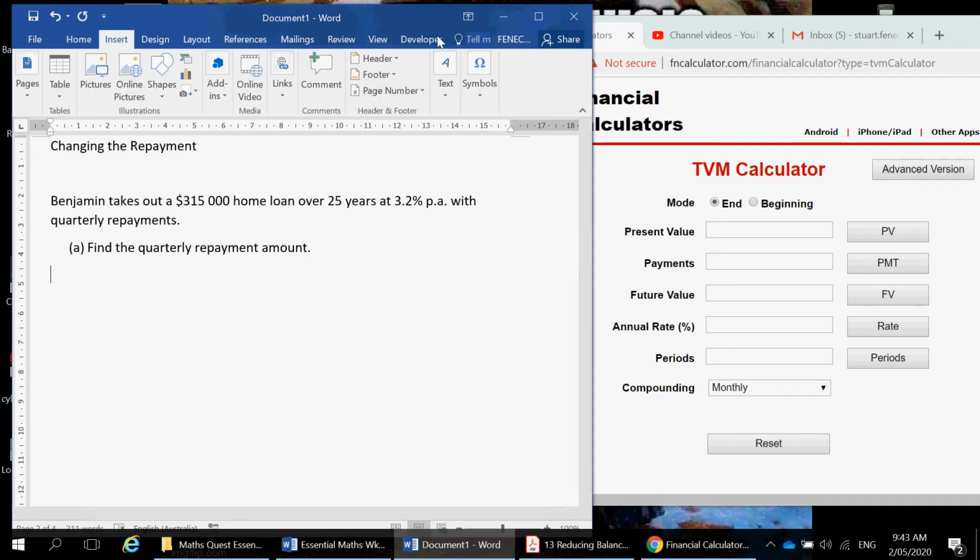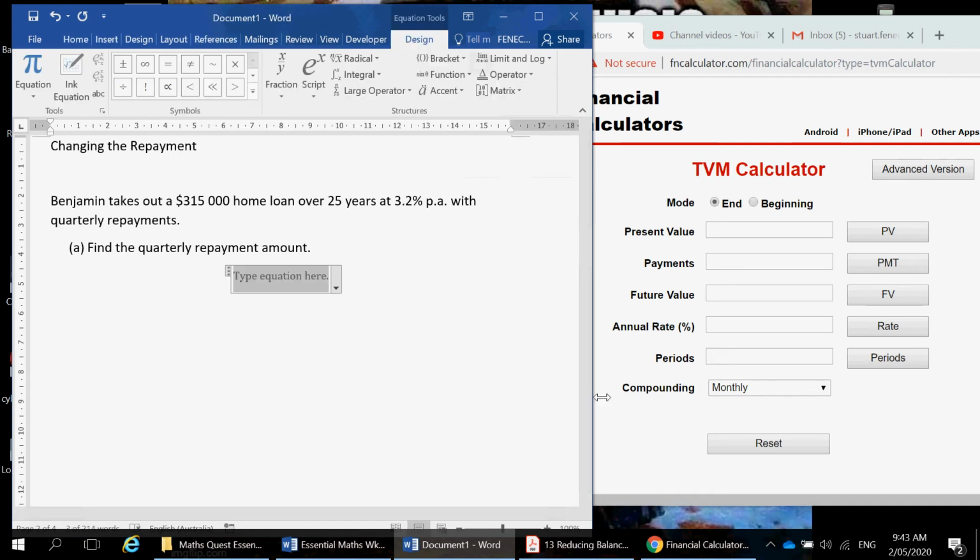So let's extract what we've got in the question and what we're after. The original loan amount is $315,000. So that's P, our present value. Next up is payments. That's what we're trying to find, the repayment amount. We don't know that, that's a question mark. Future value, the value at the end. After this home loan has been paid off, you'd expect Benjamin owes nothing, right? And the annual rate, our interest rate, we're allowed to put a percentage in this calculator. It's 3.2 from the question.